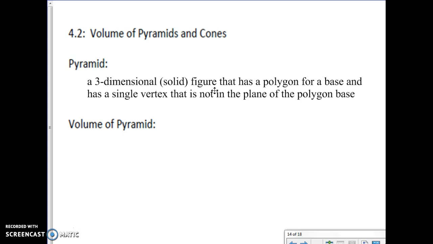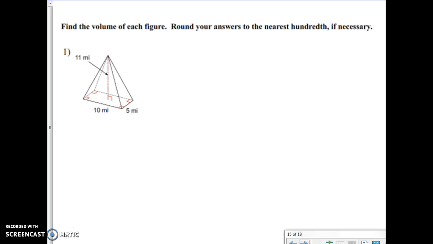So what does that mean? When I look at a pyramid, here's an example of a pyramid. It has a base, which is right here, and then it has a single point to which all the vertices are connected. That's what makes a pyramid.